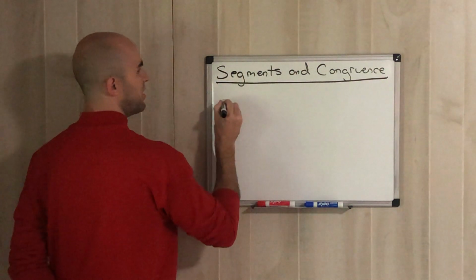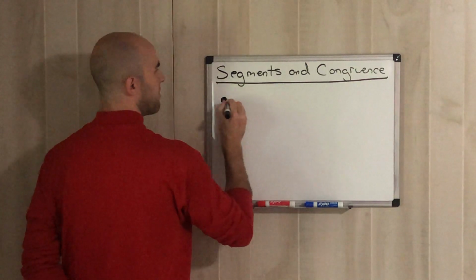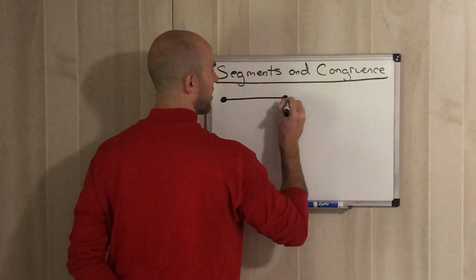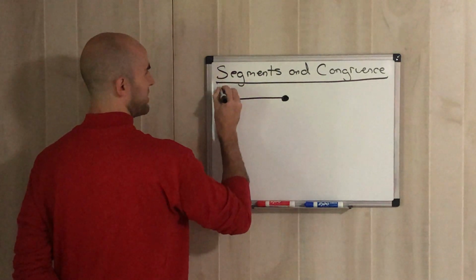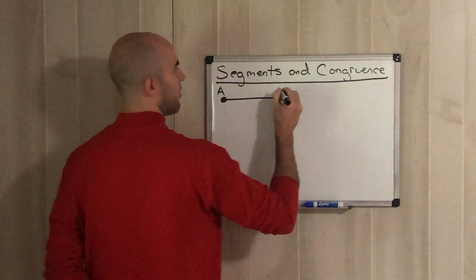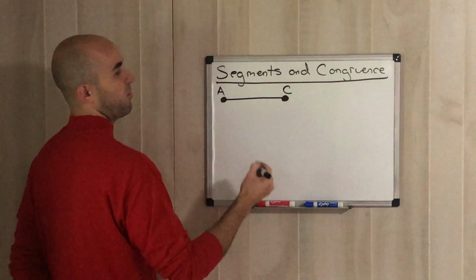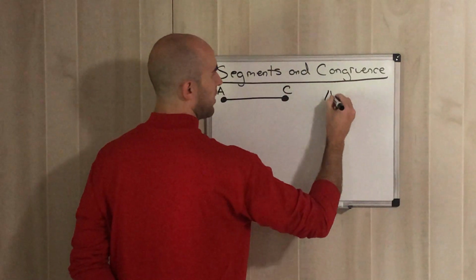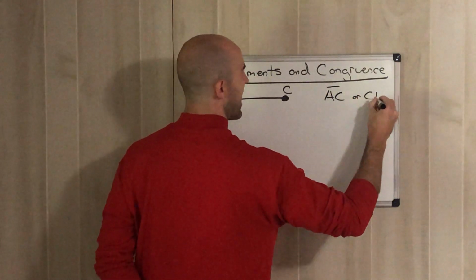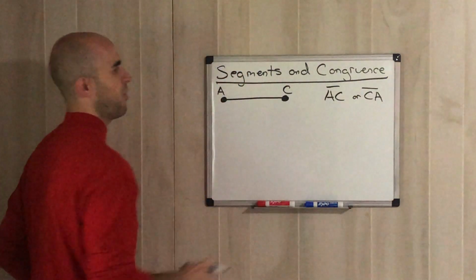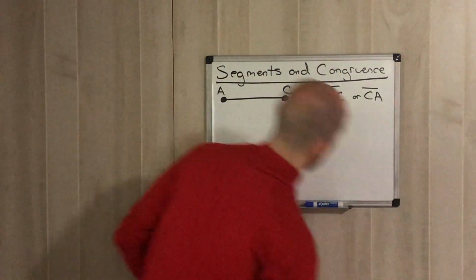So again, dealing with segments, we know that a segment is a part of a line, right? That has a starting point and end point. If we were to call this, let's say, A right there, we were to call this C, you can label that segment two different ways, right? You can call it segment AC, or you can call it segment CA. But again, that's just two different ways to look at how you would label that segment.